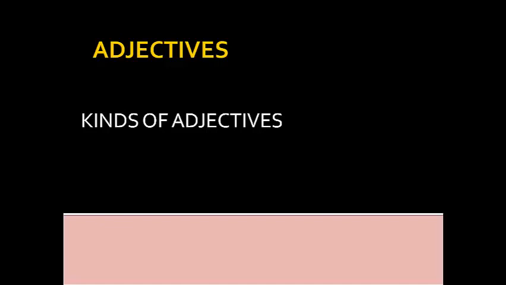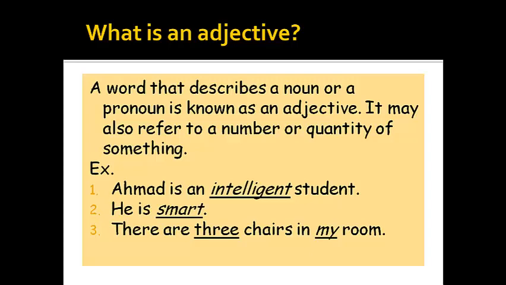In today's video, we'll discuss adjectives and kinds of adjectives. Let's get started. A word that describes a noun or a pronoun is known as an adjective. It may also refer to a number or quantity of something.